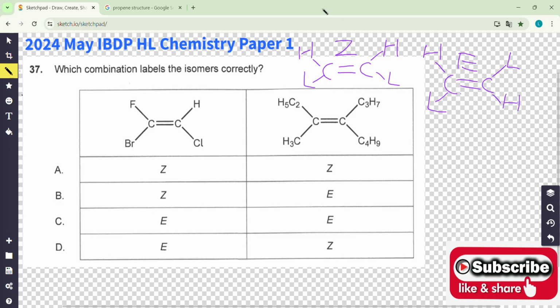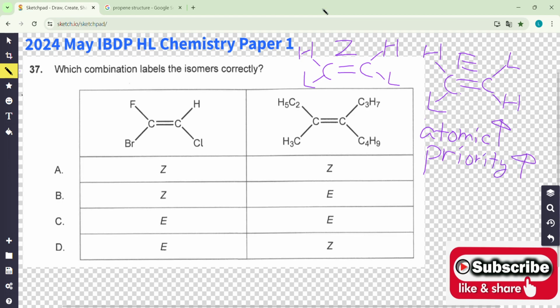Of course, you ask, so how do you think about higher priority or lower priority? I think about some simple rules. It is just one rule: look at the atomic number of the elements connecting to the carbon. The larger, the higher priority. Very simple rule. Don't memorize. I know in the textbook there are a lot of rules, so make it simple.